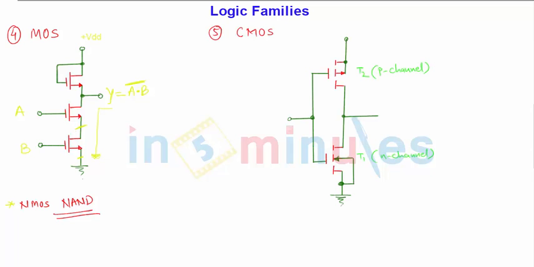And the next family is nothing but the complementary MOS, that is called CMOS, in which you use both types of MOS. For this one, transistor T2 shown here is P channel, or you can call it PMOS, P type metal oxide semiconductor, and transistor T1 is N channel, that is nothing but N type MOS. Now this is the input side. Output side Y is to be determined.